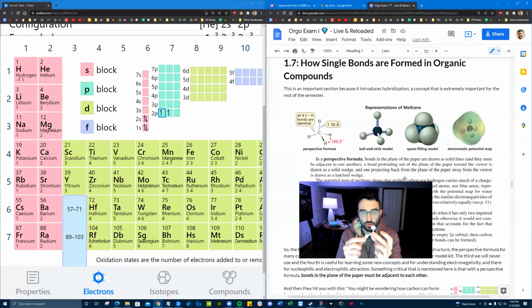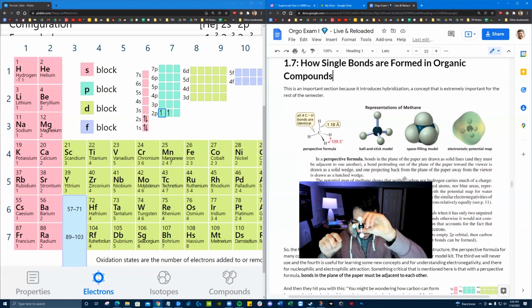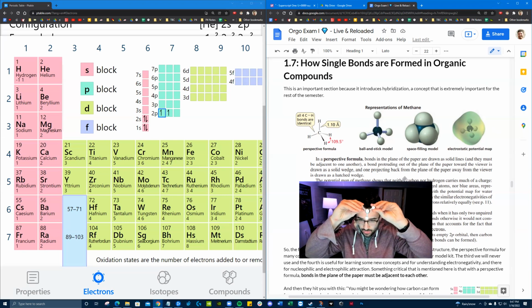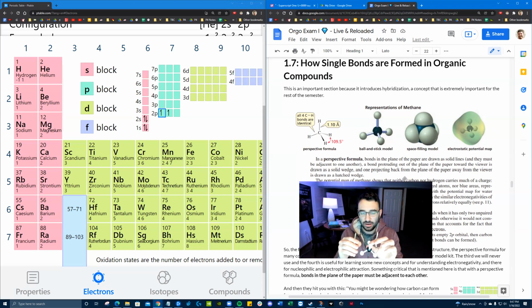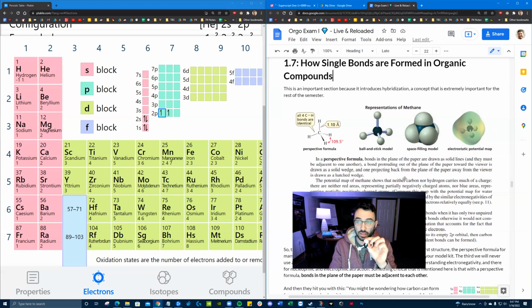Now, I can hold on either side of these two, and I can see that they're in the same plane. They're in plane with each other. If I rotate this, they are in the same plane. Now, this one is coming towards me, so this would be the solid wedge. This would be coming out of the plane of paper toward the viewer. The one that's going away from me is this one here. This would be that hatched wedge.